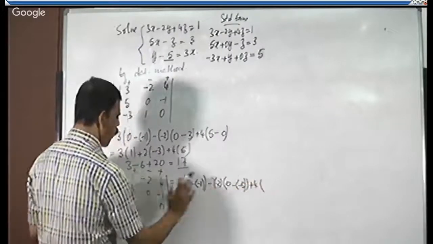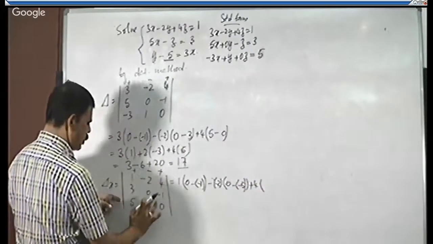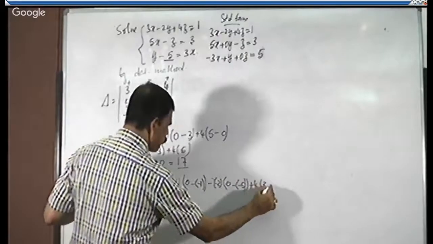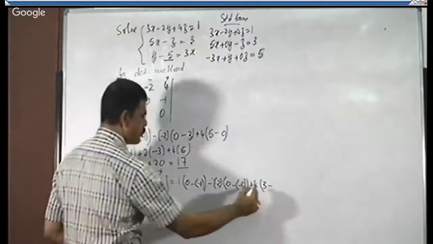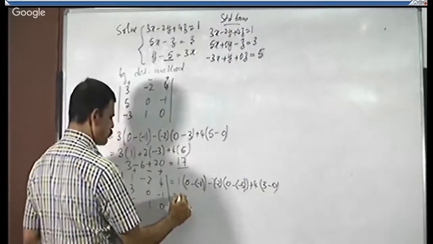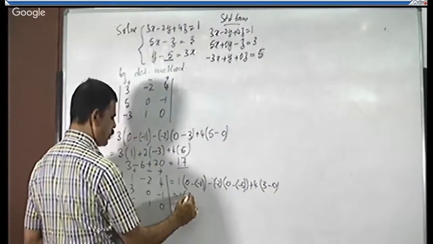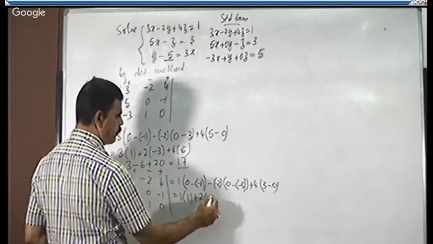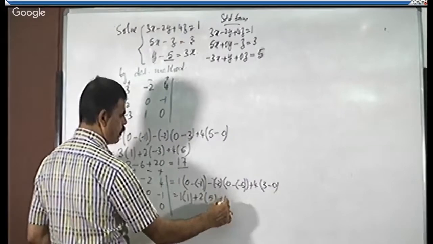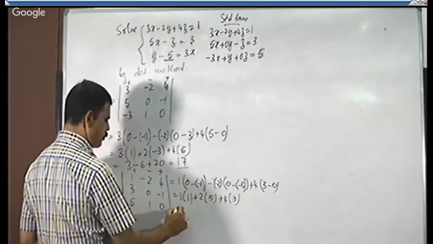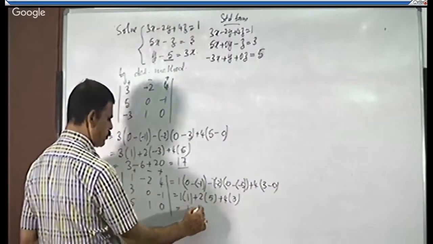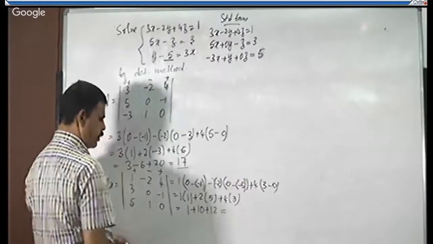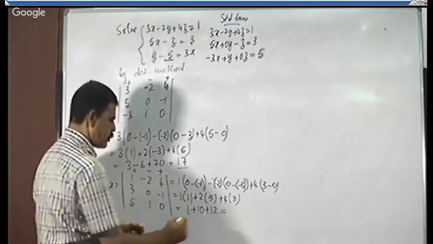Plus 4 into, leave the column and row. Take the determinant value. 1 into 3, 3, 3, minus 0 into 5, 0. This is 1 into minus plus 1. Minus of minus, plus 2 into 0 plus 5 plus 4 into 3. That is 1 into 1 is 1 plus 5 2s are 10 plus 4 3s are 12. It is 12 plus 10, 22, 22 plus 1 is 23.